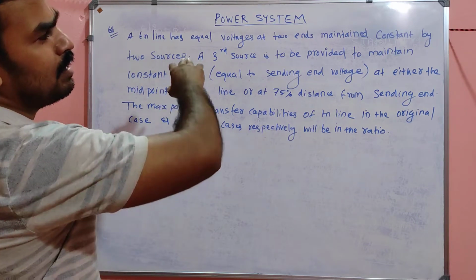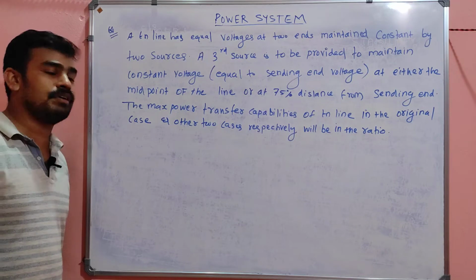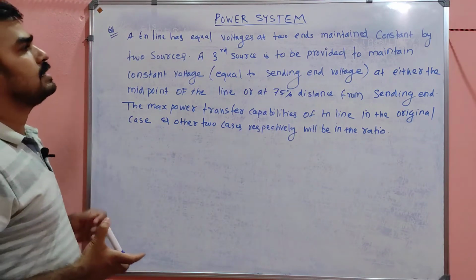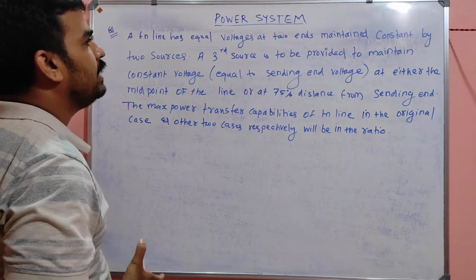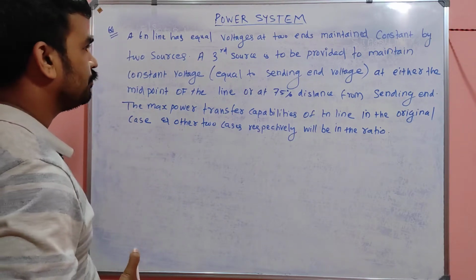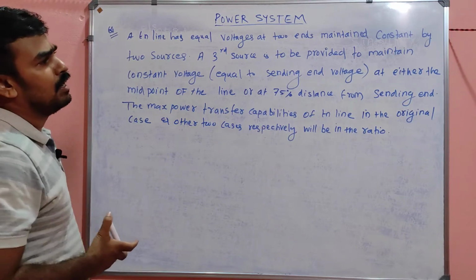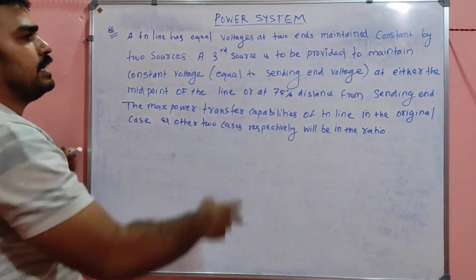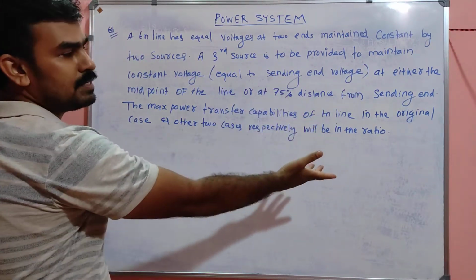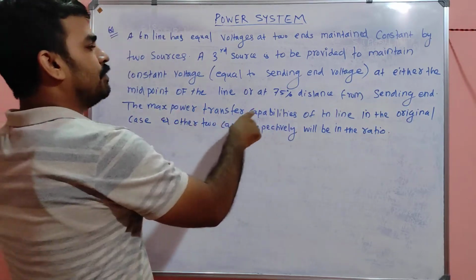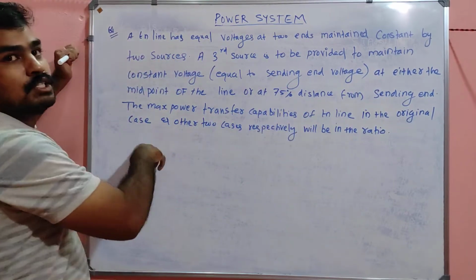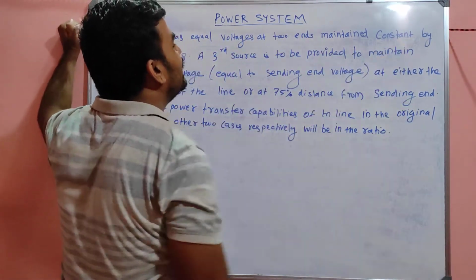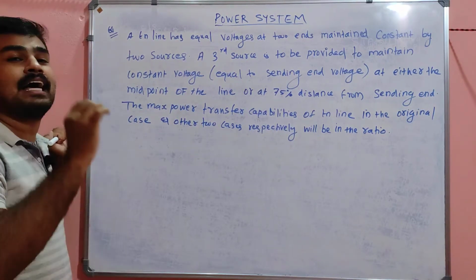While reading the question, you may feel it is very difficult to solve, but the answer is very simple. A transmission line has equal voltages at two ends maintained constant by two sources. So this is the original line. A third source is to be provided to maintain the constant voltage either at the midpoint or at 75% from the sending end. The original case is nothing but a transmission line with equal voltage at two ends maintained constant by two sources.